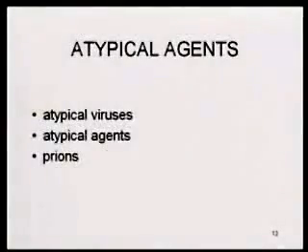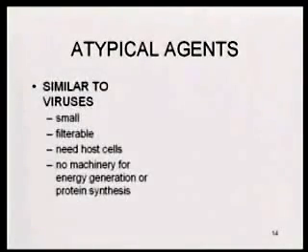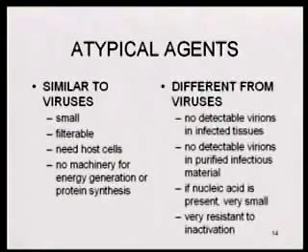I'll come back to that, because so much of the original work was done on sheep, you need to be familiar that scrapie is one of these. So they're atypical agents. They don't look like typical viruses. Why don't they? Well, they're similar to viruses, which is why I get to cover them, because they're small. They will go through a filter, the kind of filter that was traditionally used to distinguish between bacteria and viruses. They need host cells to grow. They've got no machinery for energy generation or protein synthesis. They look just like a virus in all those ways. But they don't look like a virus in other ways.